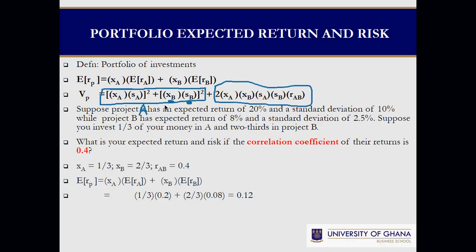So here they've invested 1/3, and its expected return is 20%. That's plus 2/3, and its expected return is 8%. This is the expected return on the portfolio that we wish to get. Now, if we want to solve for the variance of the portfolio, how volatile it is, let's solve for that here.